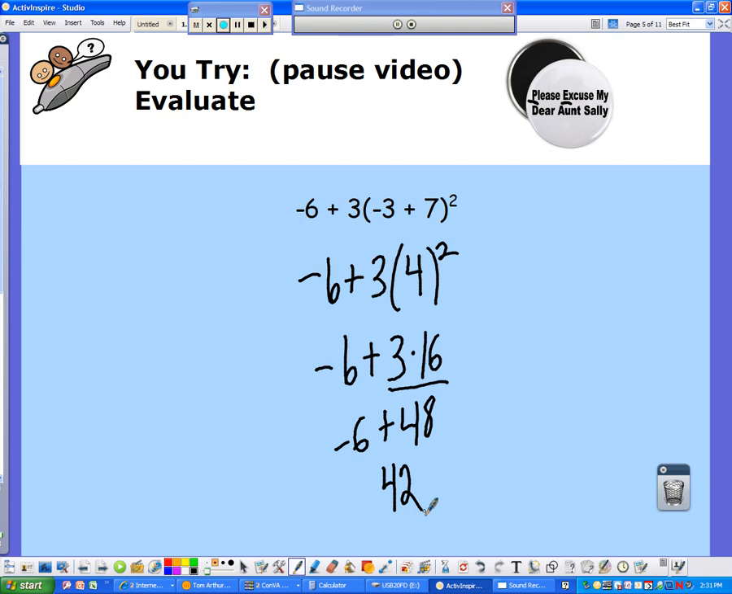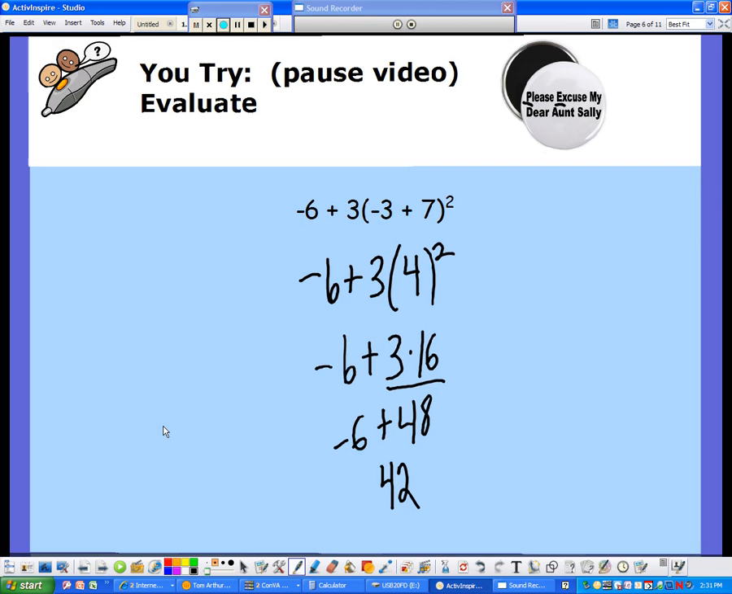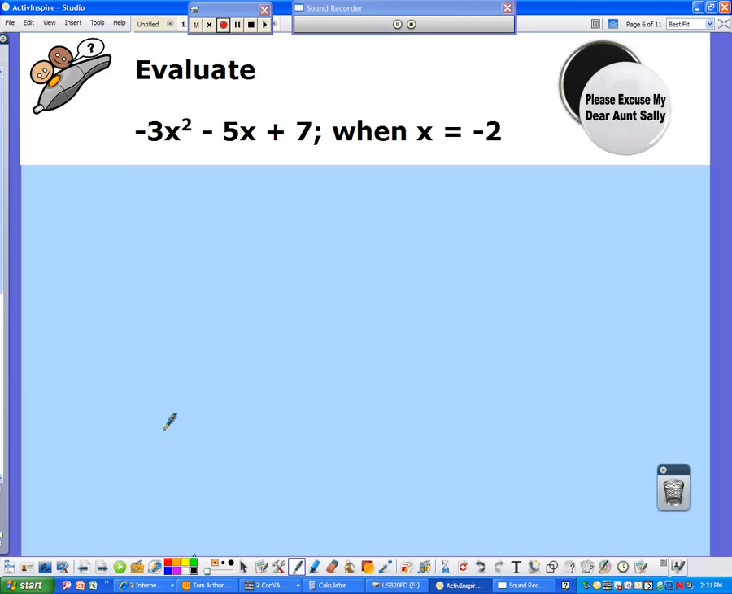Okay. All right, the next one. Now in this example, we have an expression, negative 3x squared minus 5x plus 7, and you're going to evaluate it. Whenever it says evaluate, that means you're going to find an answer when x equals negative 2. Now, the very first thing that we need to do on this is we need to substitute.